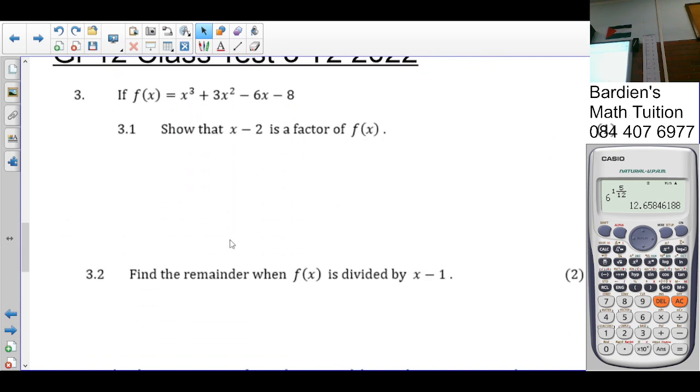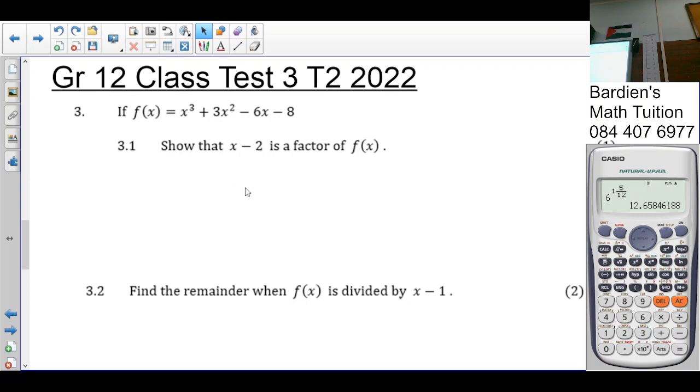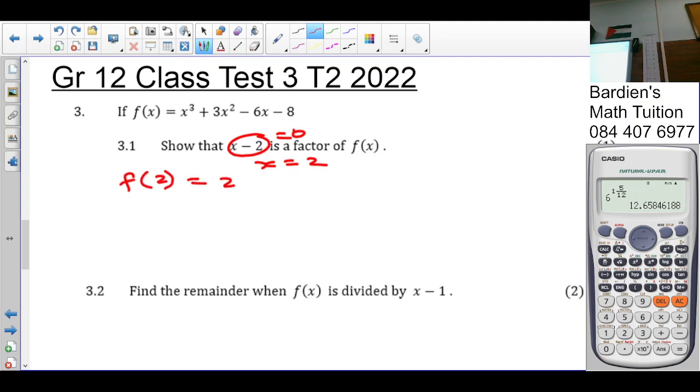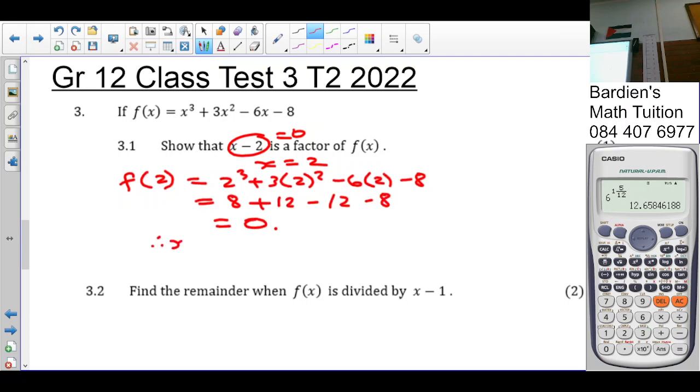The last question, no, not the last one. This question here. It says if f of x is equal to x cubed plus 3x squared minus 6x minus 8, show that x minus 2 is a factor of f of x. Now to show this is a factor, we set that equal to 0, so x is equal to 2. So you want f of 2 equals 2 cubed plus 3 times 2 squared minus 6 times 2 minus 8, which gives you 8 plus 12, 20 minus 8, which is 0. Therefore, x minus 2 is a factor.